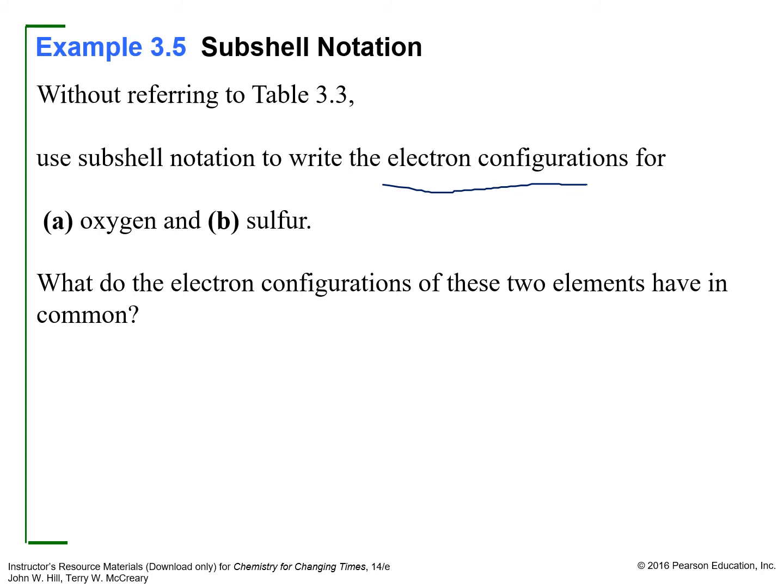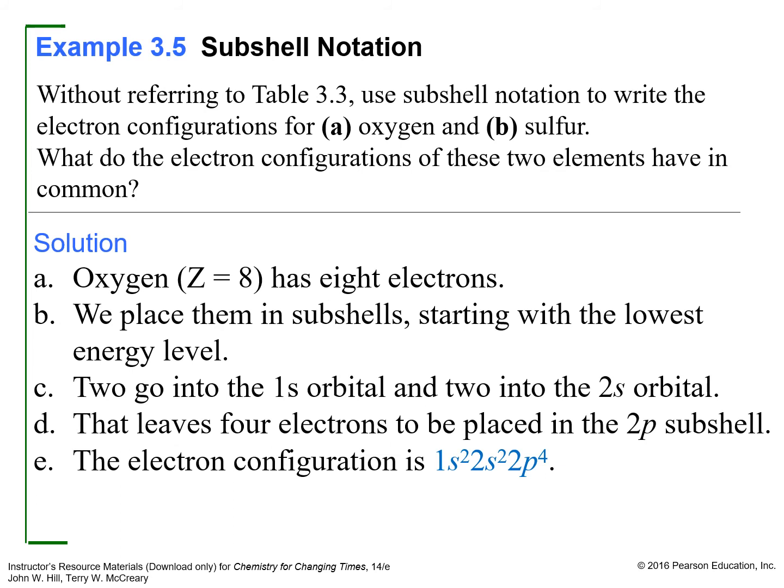So I'm going to show you one here. The first thing: oxygen is represented as O. You will look at the periodic table. It has an atomic number of 8. So what are the steps? It has 8 electrons. We will start with the shells and subshells, and we will start with the lowest energy level, right?